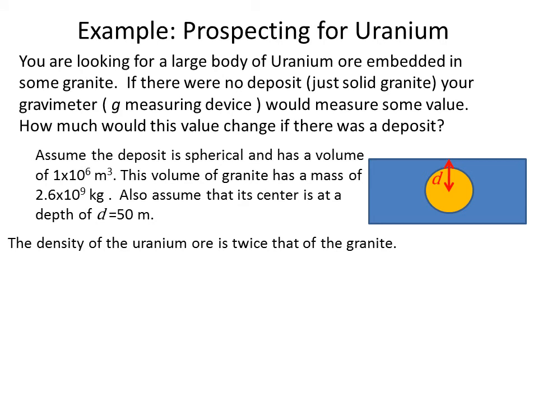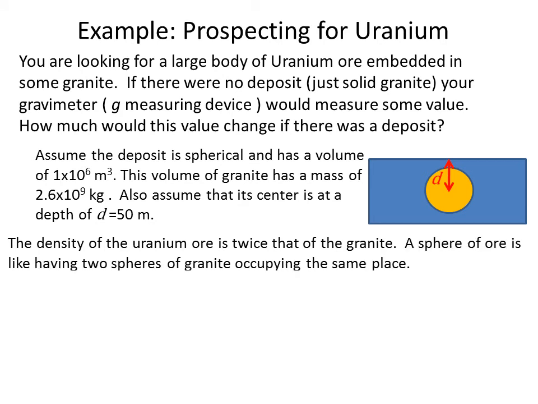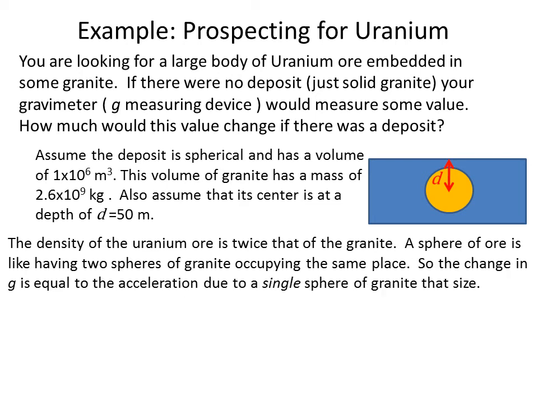The density of the uranium ore is twice that of granite. So a sphere of ore is like having two spheres of granite occupying the same place. So the change in g is equal to the acceleration due to a single sphere of granite that size, the extra sphere due to the ore. So delta g is equal to the universal gravitational constant, big G, times the mass of a single sphere of granite divided by the distance d squared.